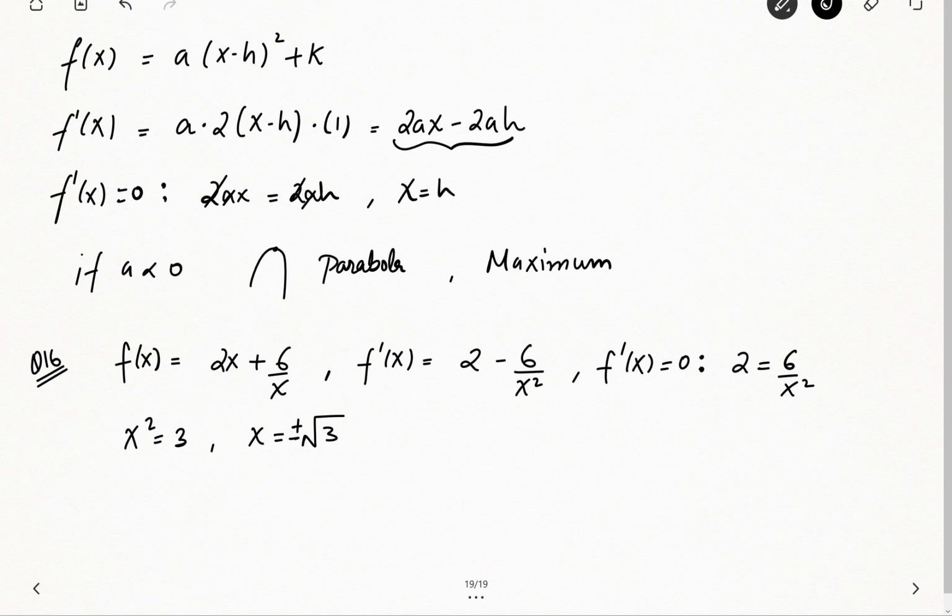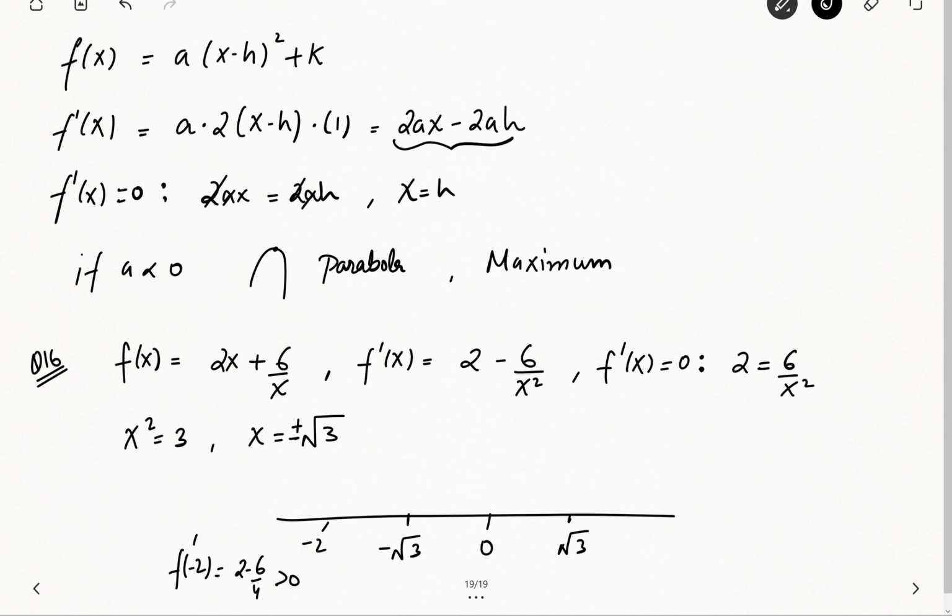So keeping that in mind, we still have to do the test. On the number line, we have negative square root of 3 and positive square root of 3. So I'm going to pick a number that's smaller than negative square root of 3, let's say negative 2. So f prime of negative 2, when you plug it in, you get 2 minus 6 over 4, which is going to give you effectively a positive value. So given that it's positive, let's go to the next point.